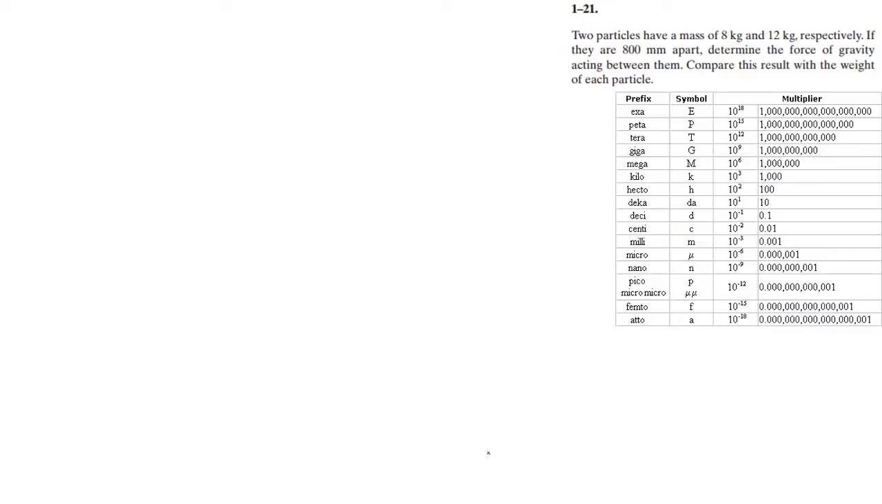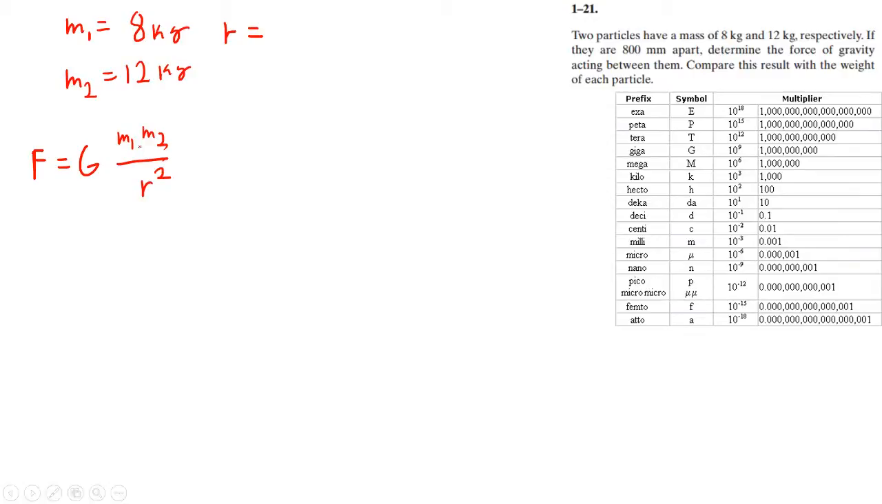Thank God. Two particles have a mass of 8 kilograms. So M1, this is Newton's gravitational law again. M1 equals 8 kilograms. M2 equals, it says 12 kilograms respectively. If they are 800 millimeters apart, that's our R. Let me write down the equation real quick. F equals G multiplied by M1 times M2 all over R squared.